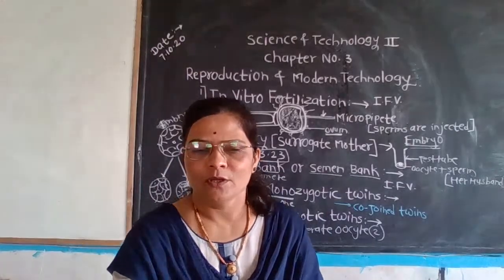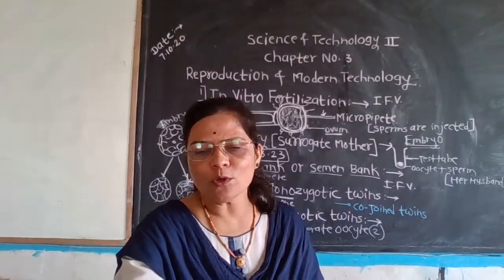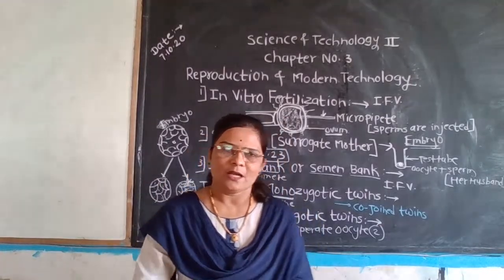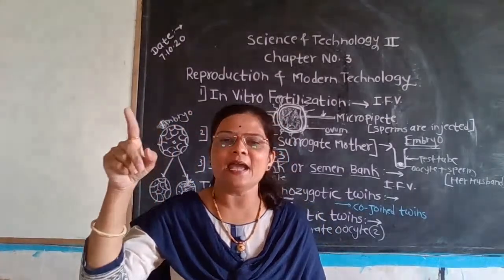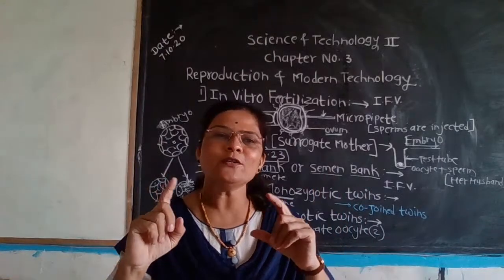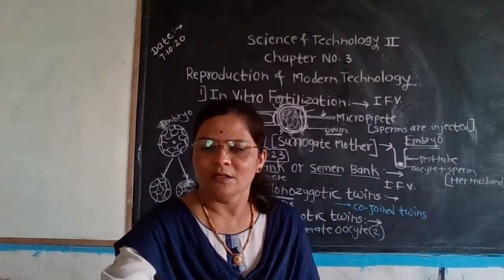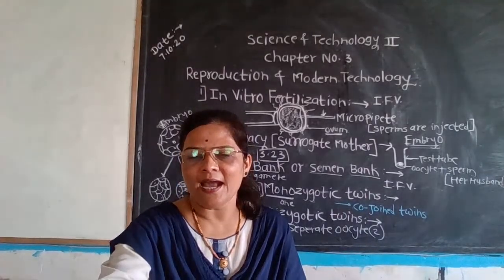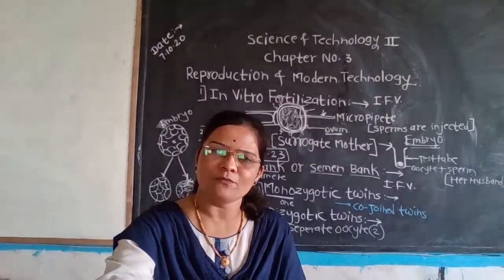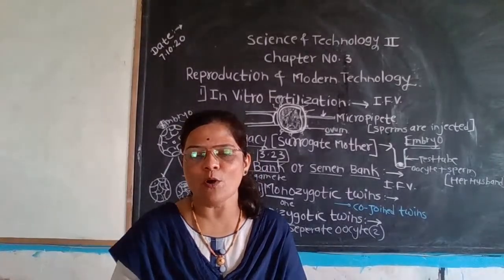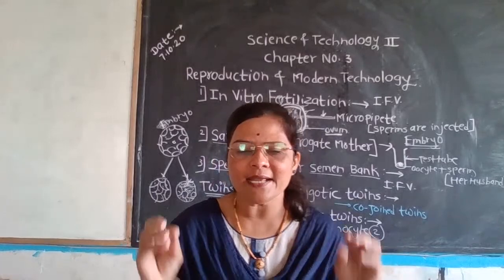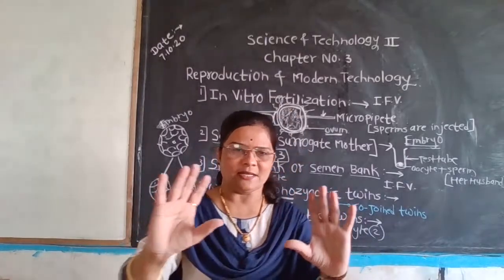Di means two. Occasionally, in rare cases, two oocytes are released at a time and two sperms combine with them to form zygotes after fertilization. Two embryos are formed from two separate zygotes, and both embryos are separately implanted in the same uterus.